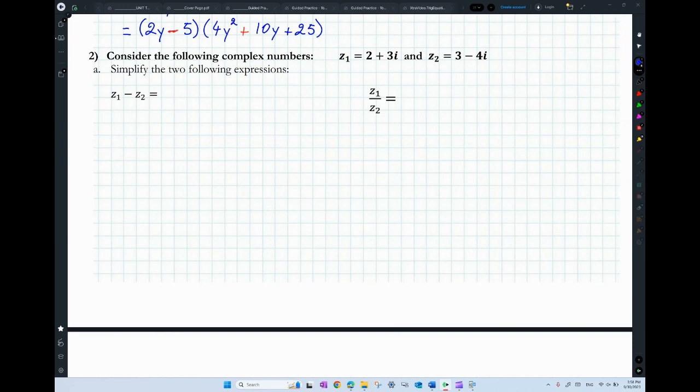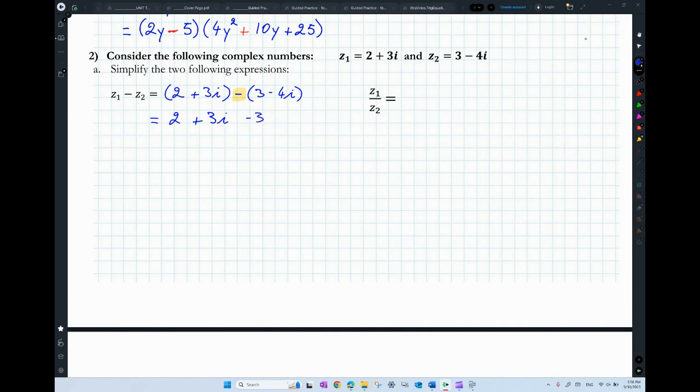Question number 2 about complex numbers. Simplify the expressions. So z1 minus z2. z1 is 2 plus 3i. z2 is 3 minus 4i. I will remove the parenthesis, which will imply to distribute this -1. I'll have -3.